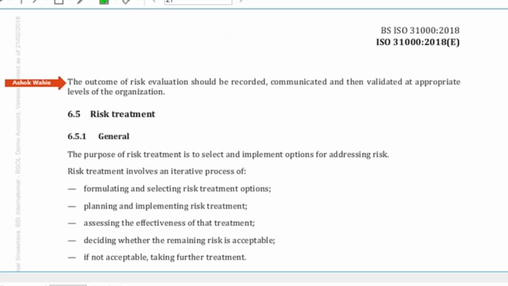The outcome of risk evaluation should be recorded, communicated, and then validated at the approved level. So whatever we have discussed should be recorded, communicated, and validated for appropriateness and correctness. Then only people will be able to take a decision.